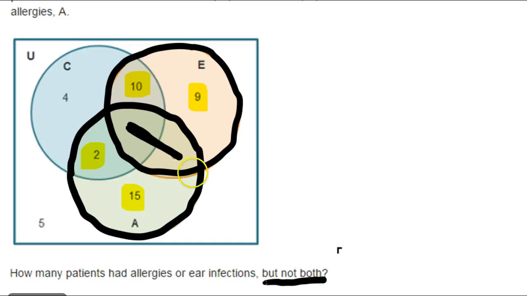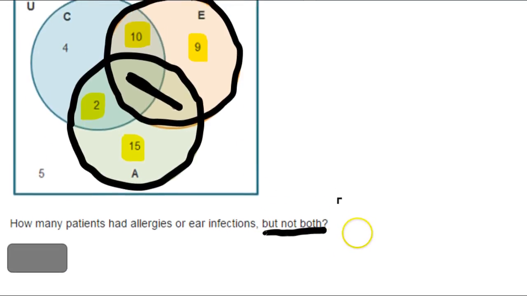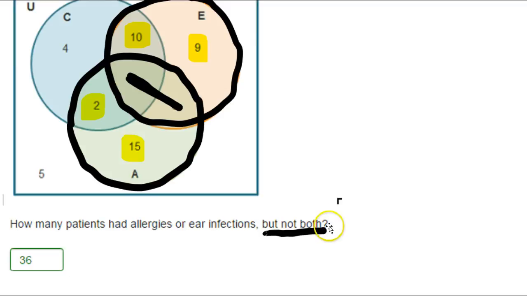So I'm just going to add all these up. 10 and 15, that's 25. Plus 9 would be 34, and then 2 more would be 36. So let's go with 36. And there you go.